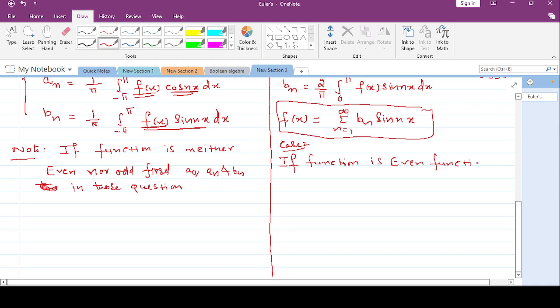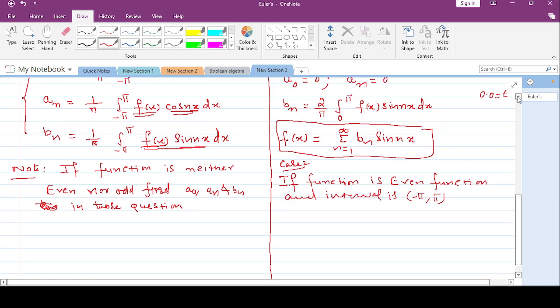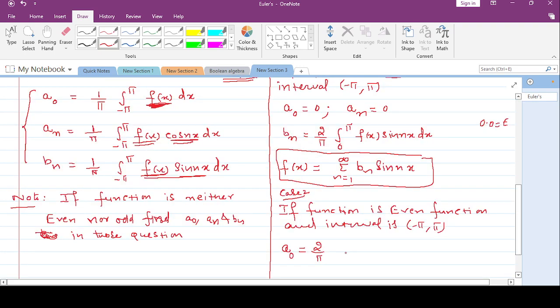that as the function is an even function, so this a naught, as it is an even function, it does not become 0. So the value of a naught is 2 by pi integral 0 to pi f of x dx. Okay, and this function is an even function, this cos is also even, so an also does not become 0 in this case.